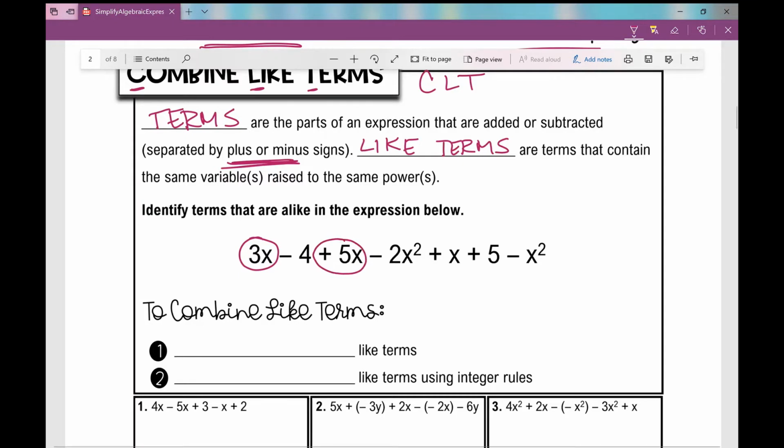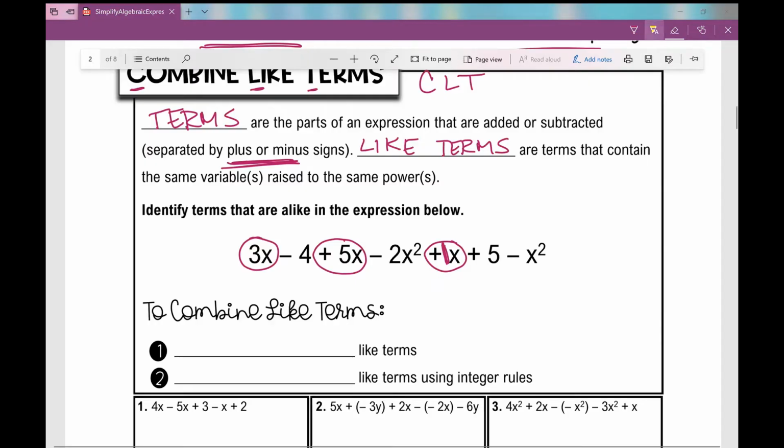Positive 5x, and positive x. If nothing is in front of that x, what can I put there? I can always put a 1, okay? Whenever you're combining like terms, which is what we're about to do, I want the sign in front to go with the number. So this right here is a positive 5x. This is a positive 1x. So those are terms that are alike.